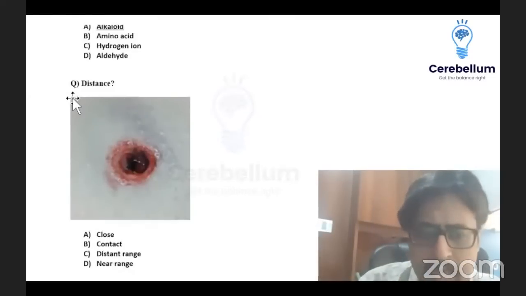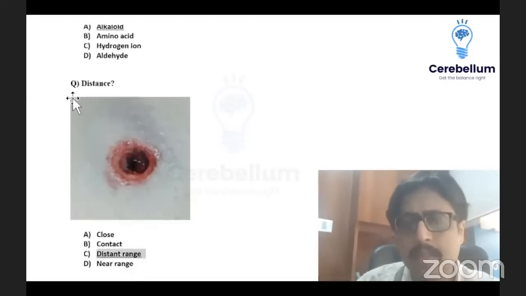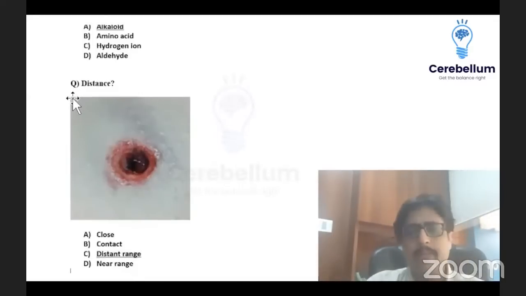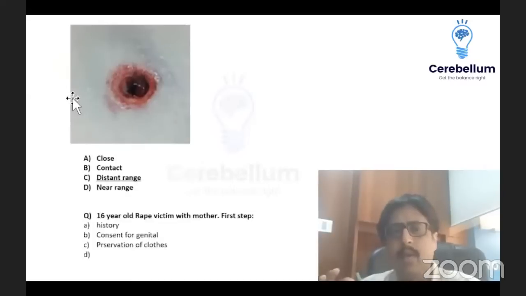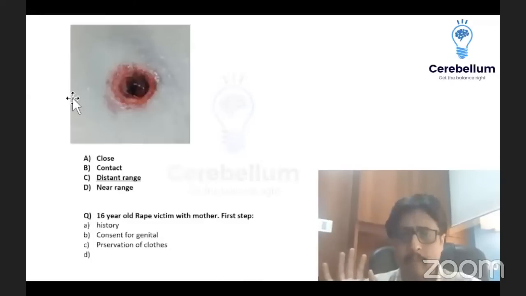So the answer here is distant range. Then another question was on a 16-year-old rape victim, who has come with her mother. And so what is the first step to be taken?